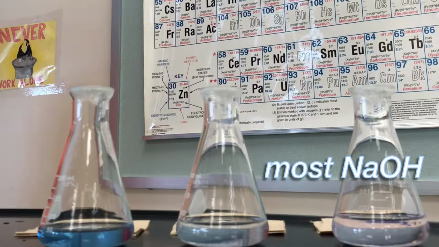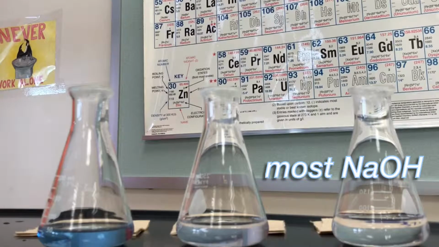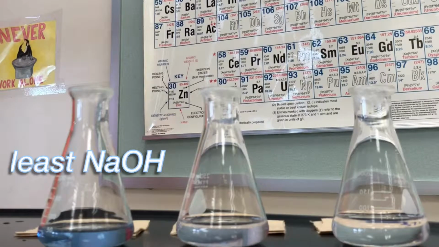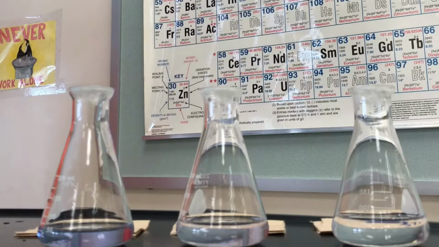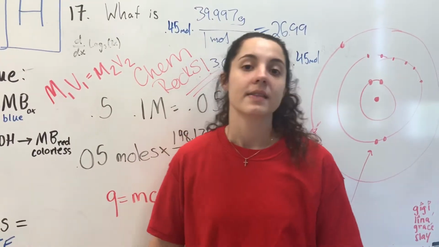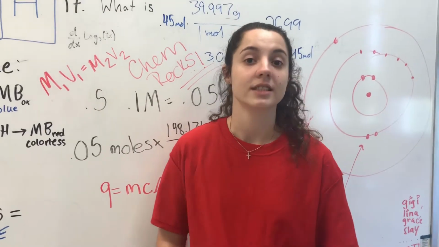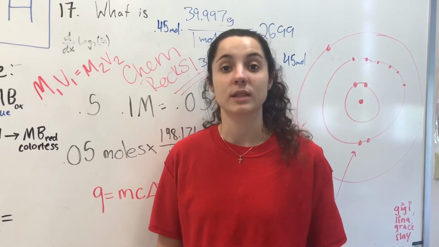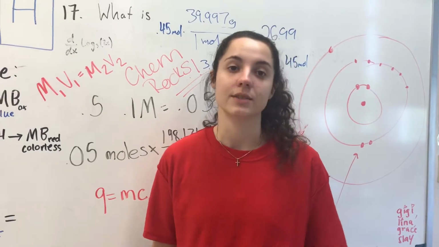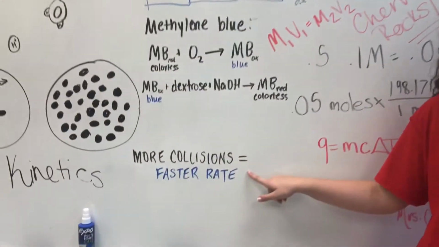Flask 3 has the greatest amount of sodium hydroxide in it and takes the least amount of time to become colorless. And flask 1 has the least amount of sodium hydroxide, which means it'll take the longest to become colorless. When the mixture is shaken up, the increased number of molecules increase the number of collisions. More collisions means more successful collisions, which means the reaction proceeds at a faster rate.